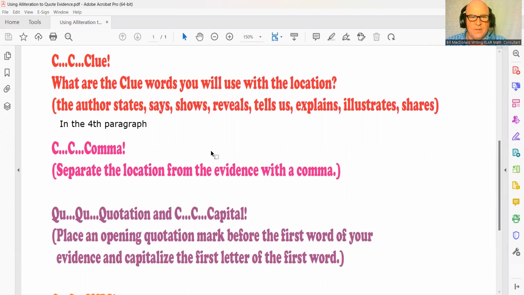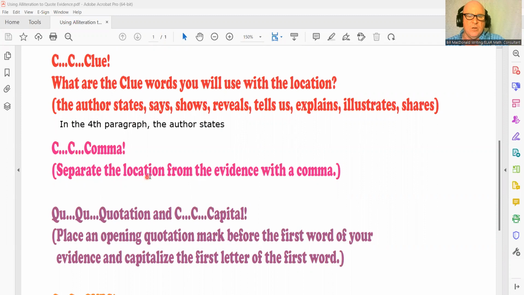So it says in the fourth paragraph, see if I can get back in there where I was at. Select, there we go. In the fourth paragraph, I can use any one of these to help me show what the author. We'll just use the first one. The author states. Okay. Then if you look down below, your next K sound that I'm giving you is K, K, comma.